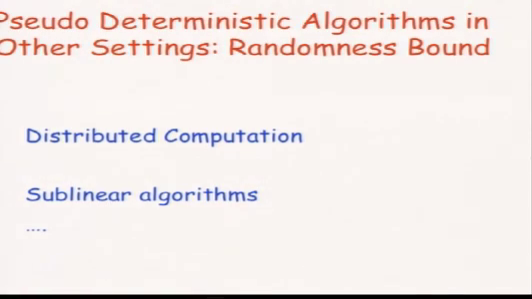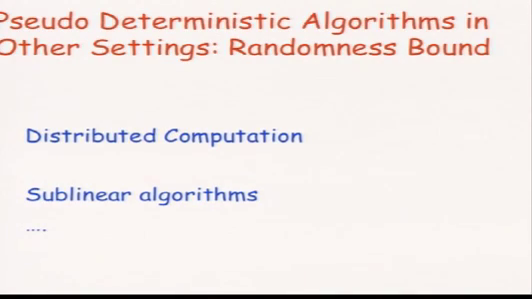I want to dedicate my last few minutes to say that this notion of pseudo-deterministic algorithms is not just relevant to talking about sequential algorithms. Any setting where you're randomness bound, where randomness is very significant, this is an interesting question. Two examples of such settings are distributed computation and sublinear algorithms. Let me just say a word about each one of these areas.